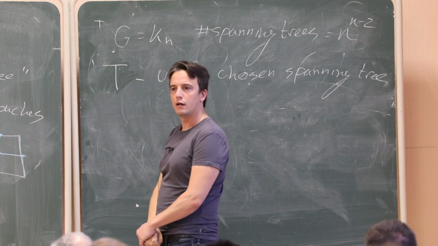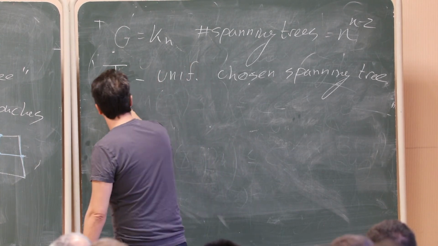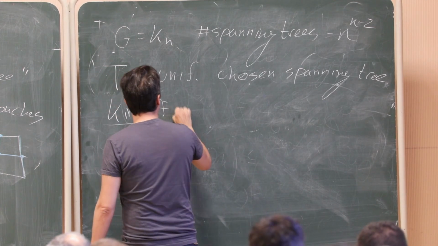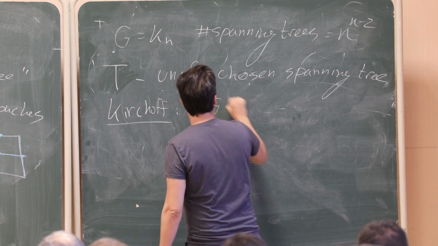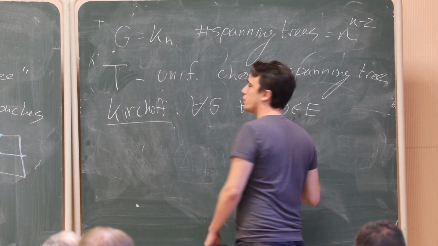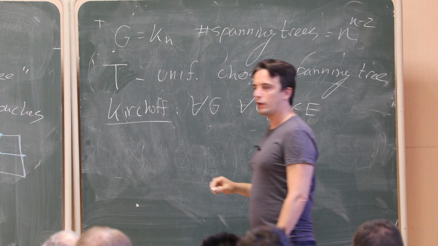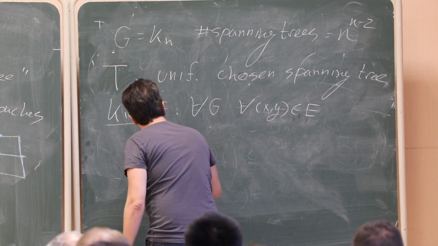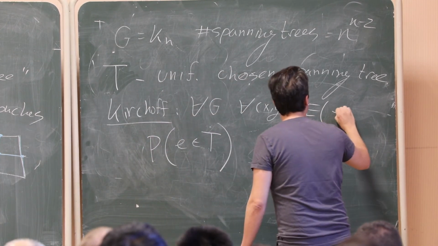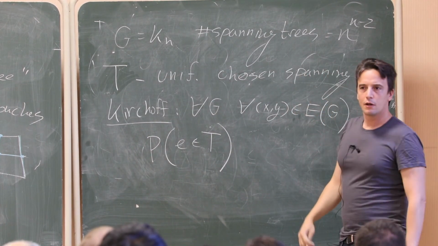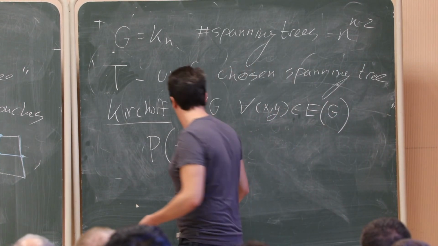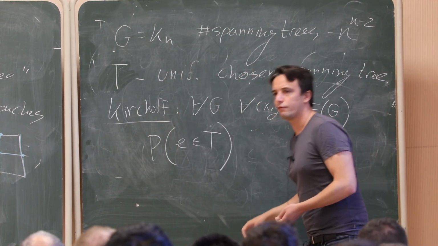Yes, and Kirchhoff proved that for any G and any xy an edge in this graph, he gave a formula for the probability that this edge is in T. And E is a fixed edge of G. All right, and let us try and guess that formula without proving anything.